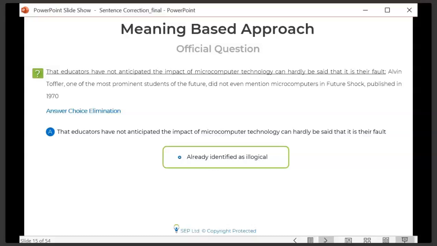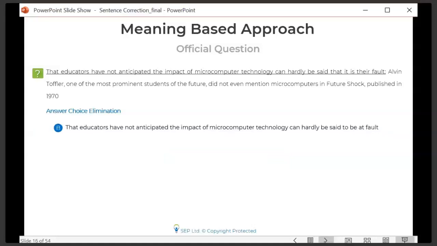Okay, the impact is not their fault, doesn't make sense. It cannot refer to microcomputer technology. So what does this it refer to? The only thing that it seems to refer to is that not anticipating. So not anticipating is not their fault, means it is referring to a verb, and which is illogical. Therefore, it was incorrect. And none of you chose that as the correct answer choice. Let's look at choice B.